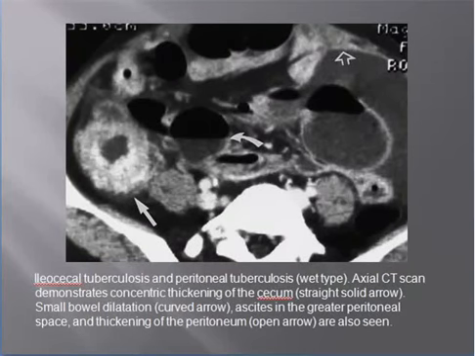Yet another case of ileocecal tuberculosis and peritoneal tuberculosis, wet type. Axial CT scan demonstrates concentric thickening of the cecum depicted by a straight solid arrow, and small bowel dilatation, curved arrow. This is due to the narrowing, stenosis, and fibrosis. Ascites in the greater peritoneal space and thickening of the peritoneum, open arrow, are also seen there.